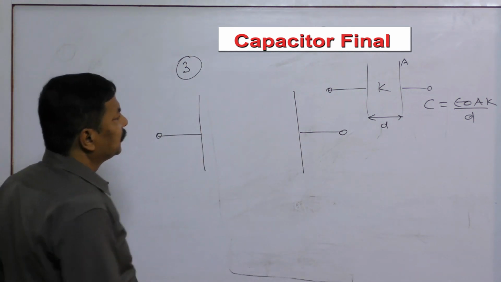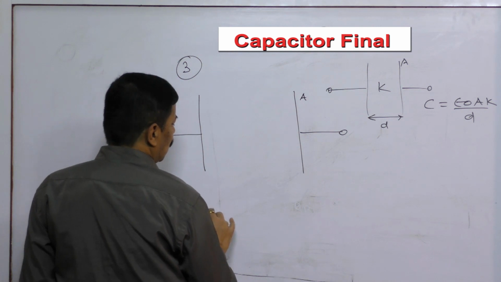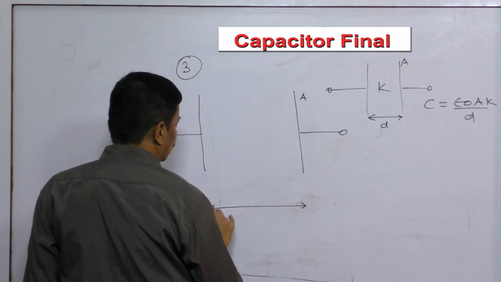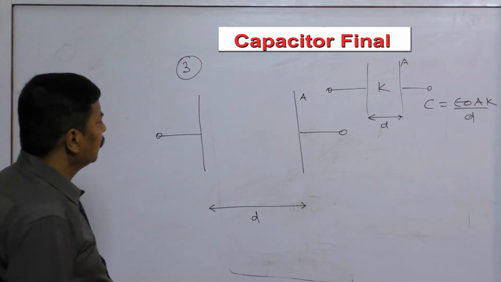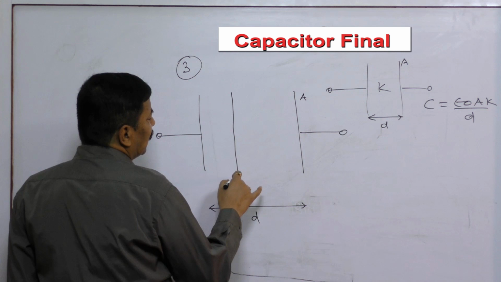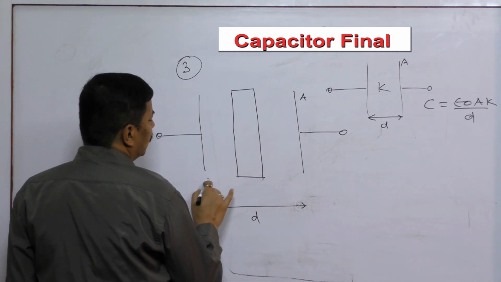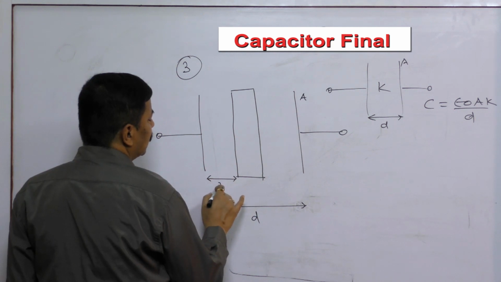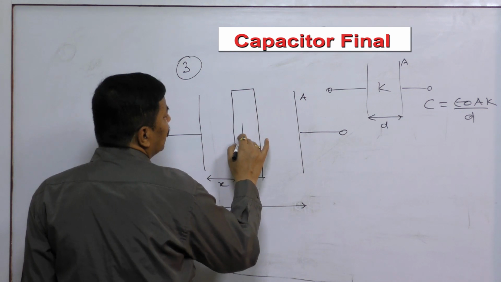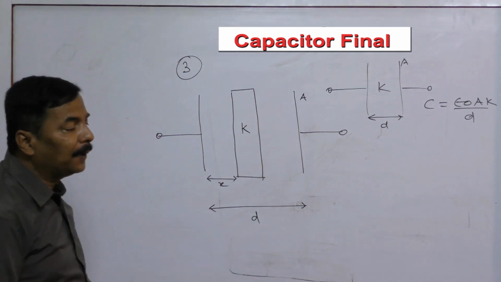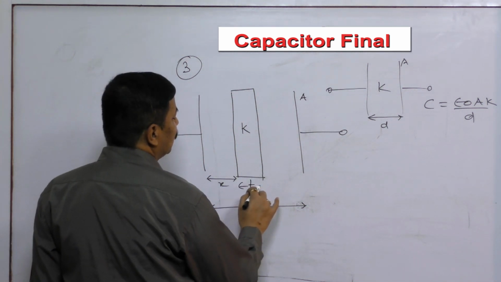Plate area remains the same. Distance also remains the same, D. But this time, at a distance x from one plate, I am putting a dielectric slab of dielectric constant K, and the thickness of the slab is T.